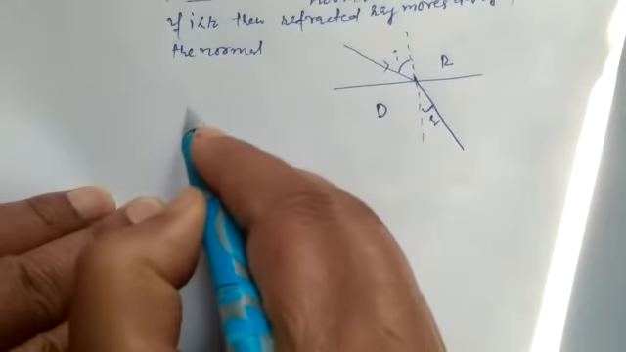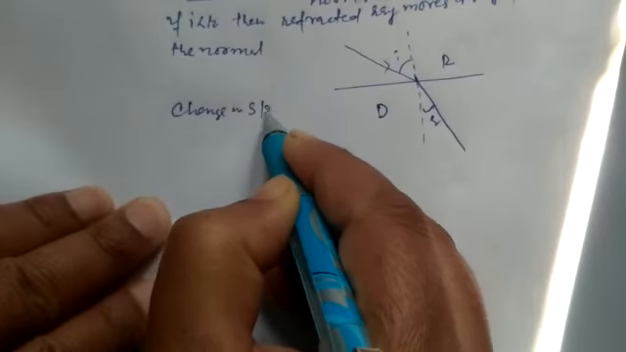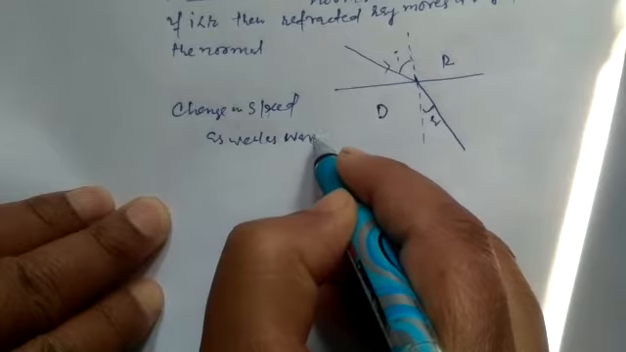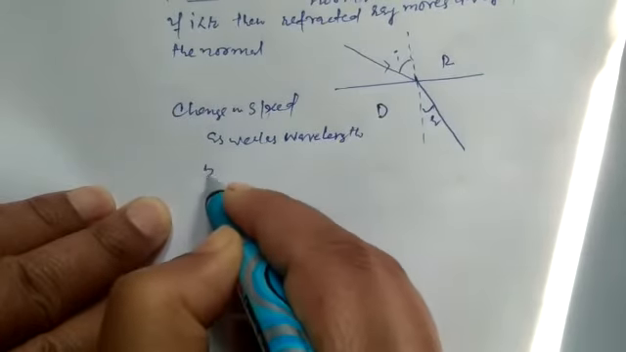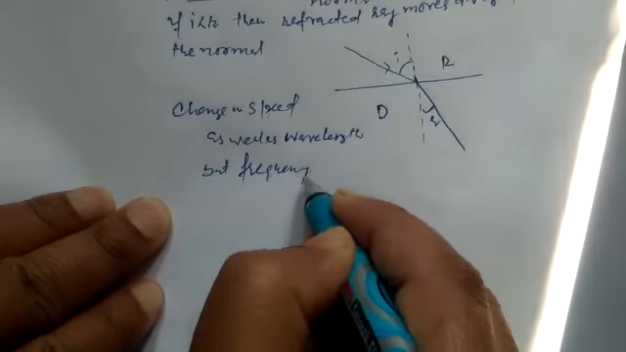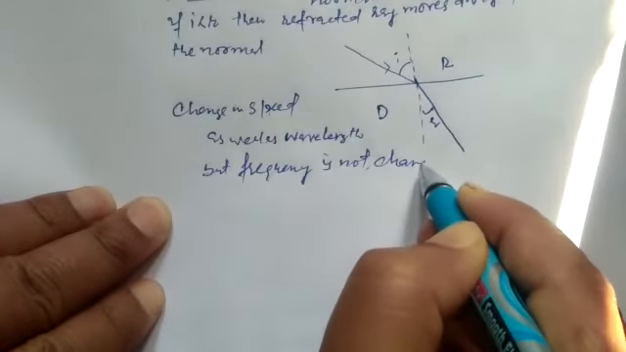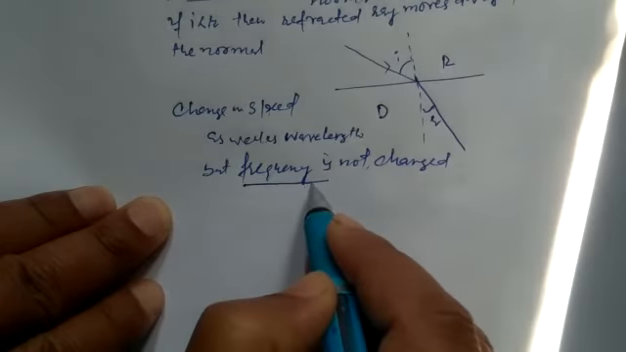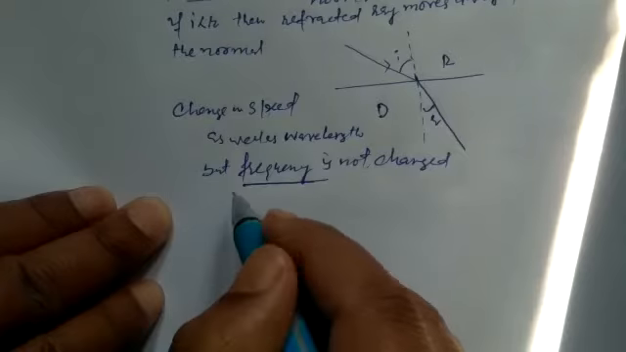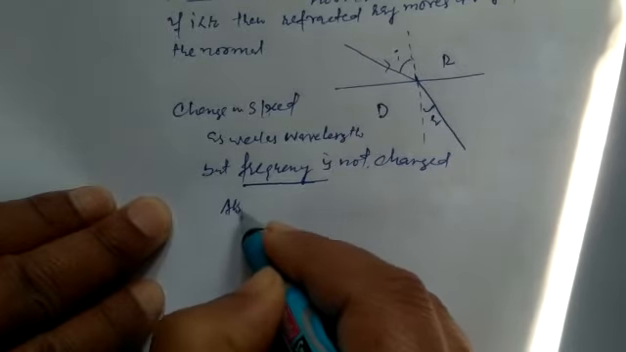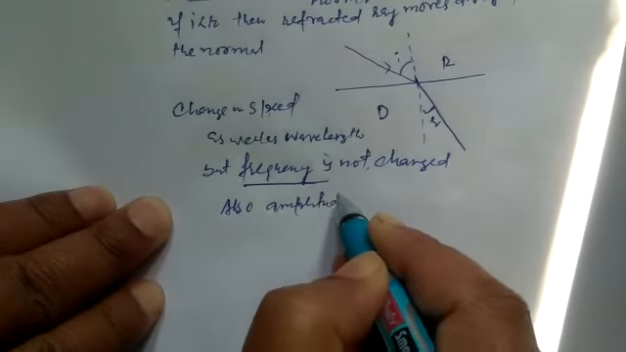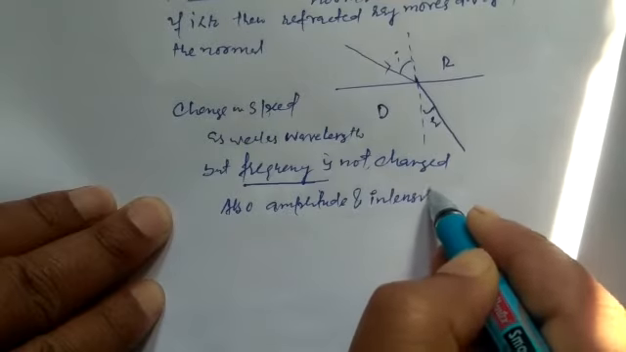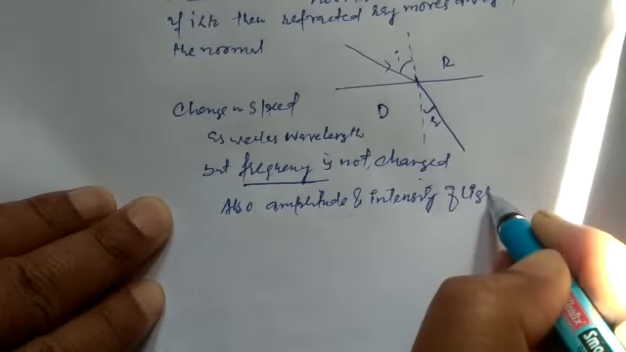Once the ray of light goes from one medium to another medium, there is change in speed as well as change in wavelength, but frequency is not changed. You have to remember this. When a ray of light goes from one medium to another, from denser to rarer, frequency remains unchanged. Also, the amplitude and intensity of light change.